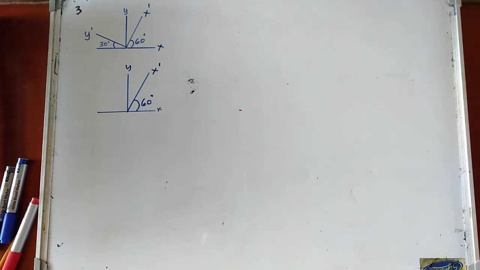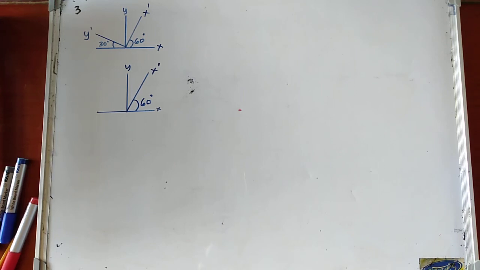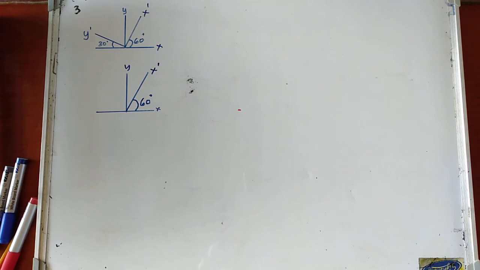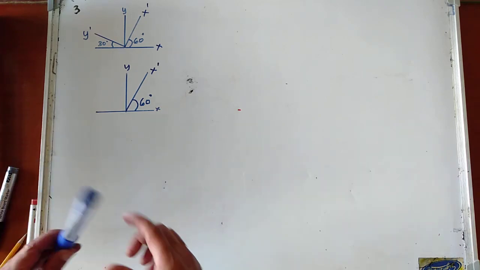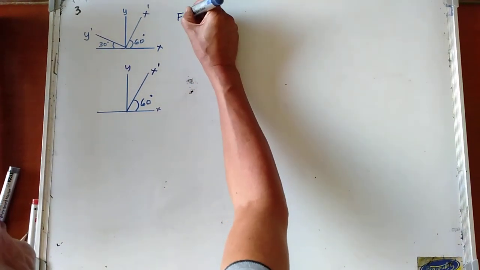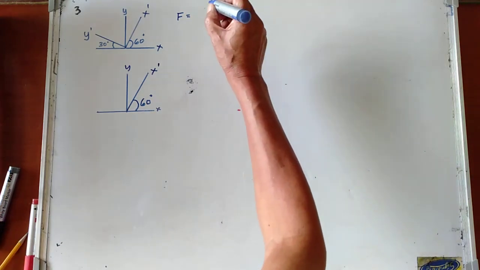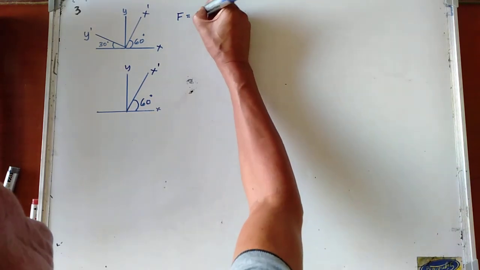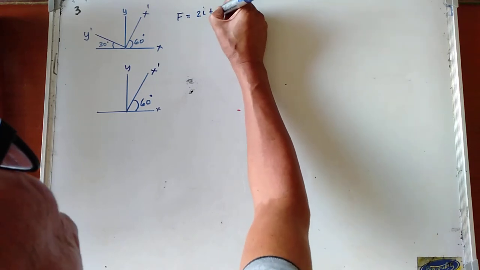Okay, this is now your sample problem number 3. Using the dot product, find the components of the force F equal to 2i plus j in kilonewtons in the direction of the x prime axis and that of the y prime axis. So we were given a force F, which is your vector F, and this is equal to 2i plus j.